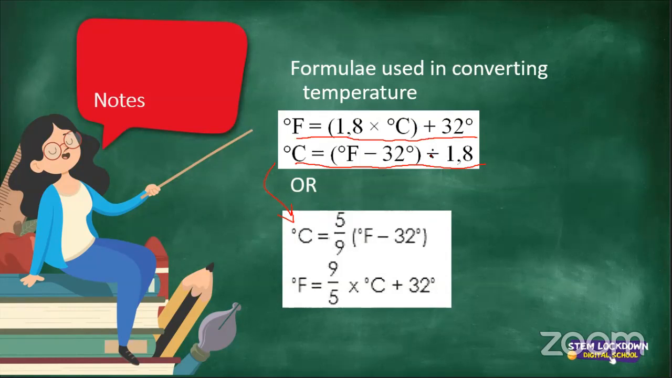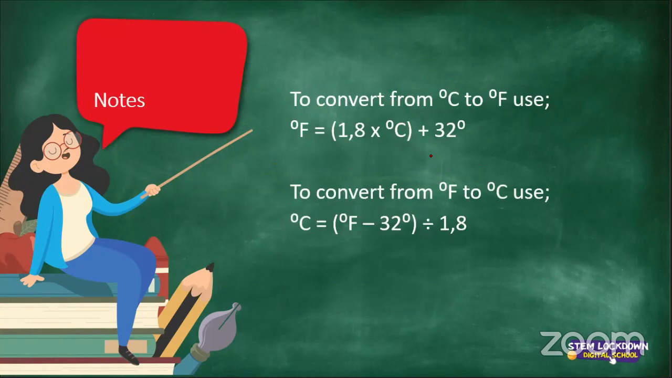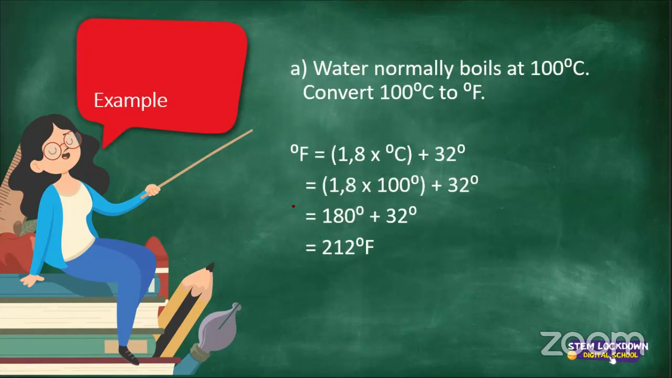Now let us continue. To convert from degrees Celsius to degrees Fahrenheit, you must use the formula where the subject of the formula is what you're looking for, in this case degrees Fahrenheit. To convert from degrees Fahrenheit to degrees Celsius, you must use a formula that has degrees Celsius as the subject. So that is easy. Now let's look at a number of examples.